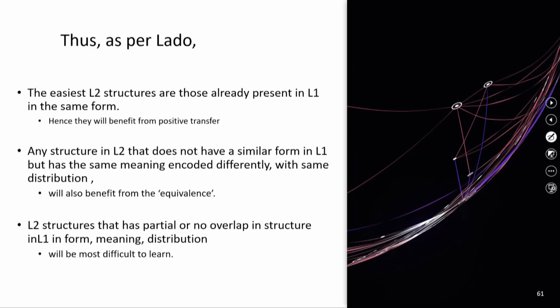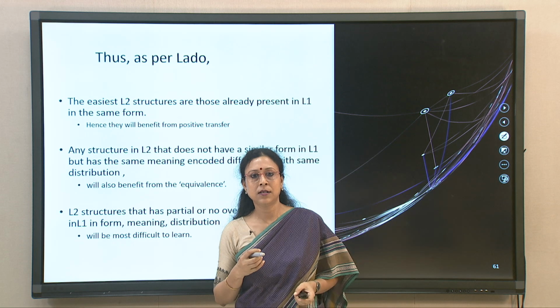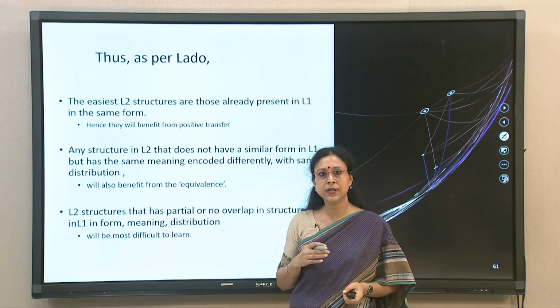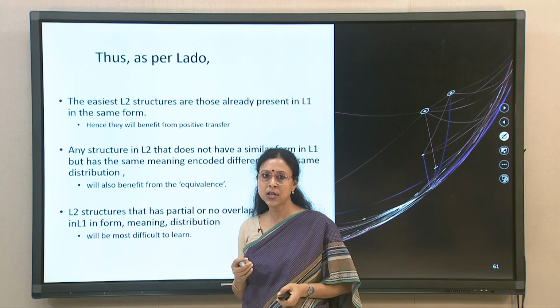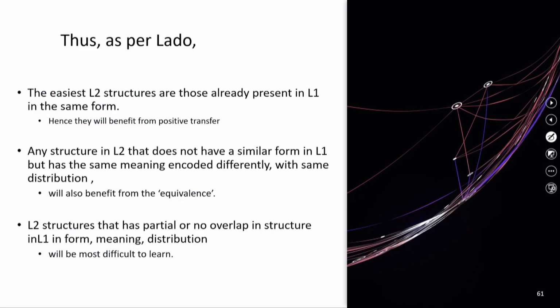So, Lado is one of the main proponents of this theory. He gives you a three-way distinction between the differences. The easiest L2 structures are those already present in L1 in the same form. There is a gradient kind of structure when you map L1 to L2. There can be three possible comparisons. One is everything is same.